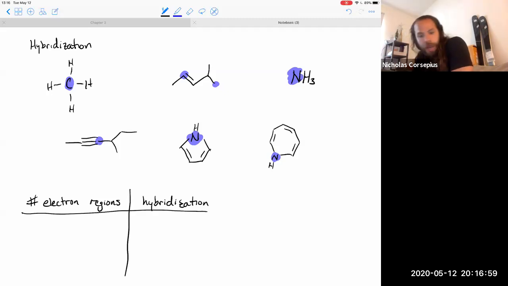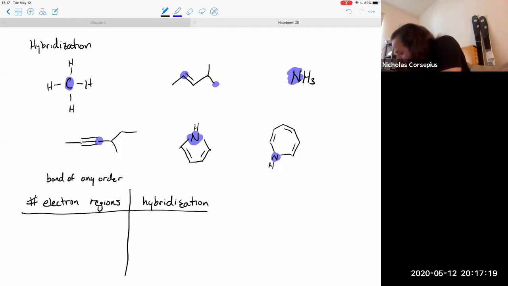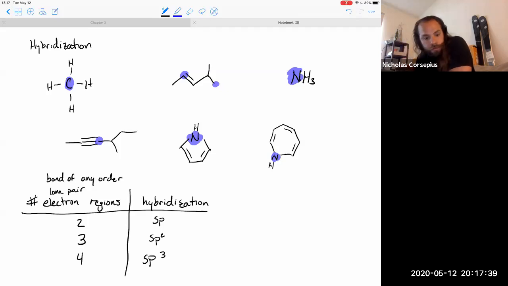All right, so when we do hybridization, the whole logic is that there's a really simple correspondence between the number of electron regions about an atom and the hybridization of that atom. So electron regions, what do I mean by that? That is a bond of any order or a lone pair. Those are what we consider to be electron regions. And there's a simple correspondence between the number and the hybridization. So if there's 2 electron regions, that's sp hybridized, 3, that's sp2, and 4, that's sp3.